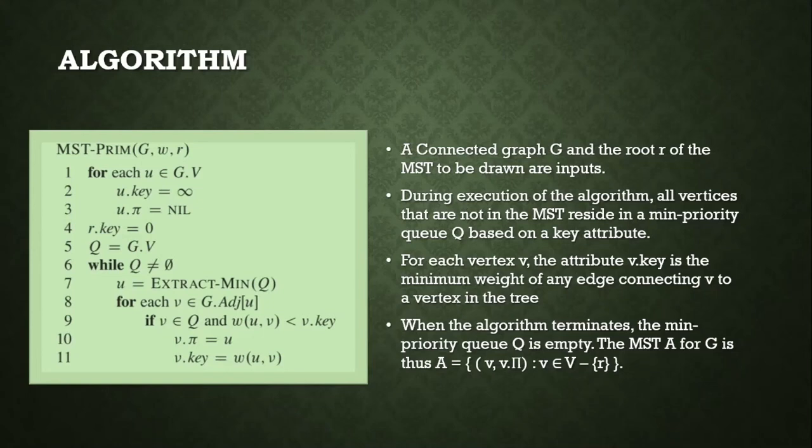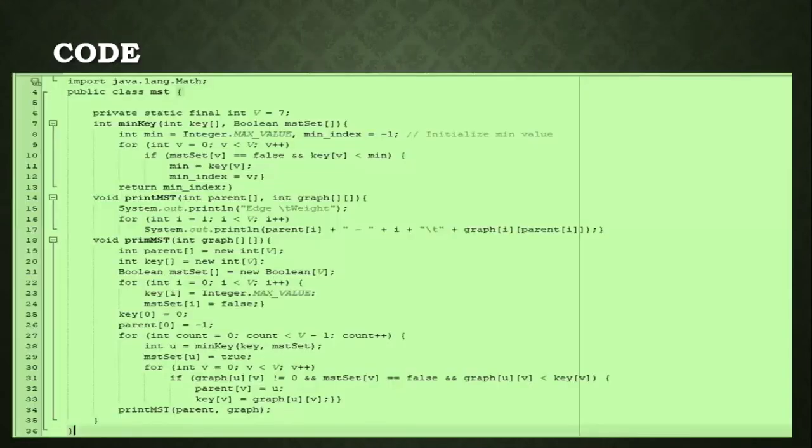For each vertex V, the attribute V dot key is the minimum weight of any edge connecting V to a vertex in a tree. So when the algorithm terminates, the MST graph A will look like V comma V dot pi, where V belongs to V minus R. That's how we're going to do the algorithm. Next, we're going to see the code.